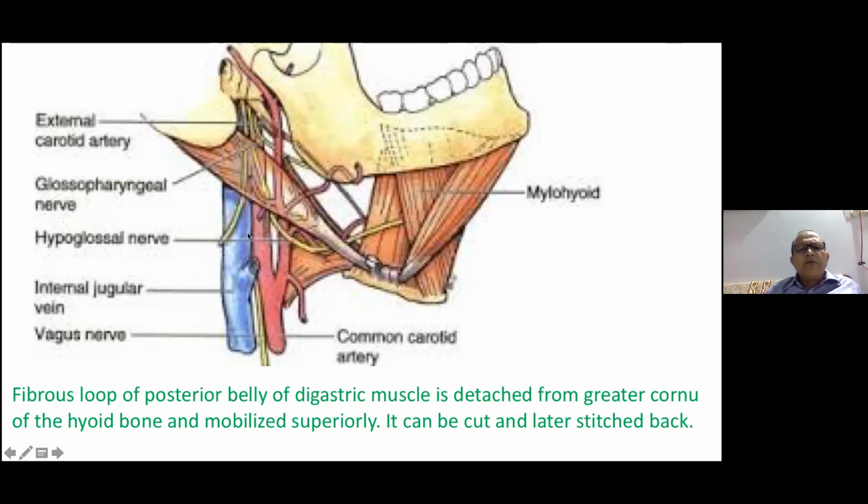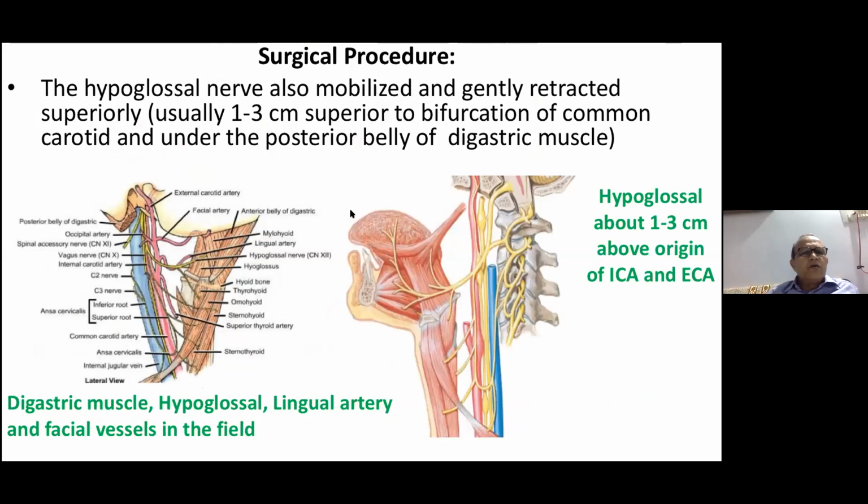At times you may find a lingual artery in the field, which may be coagulated, cut or tied and cut, or can be mobilized. So these are the digastric muscle, hypoglossal nerve, lingual artery, and the facial vessels usually do not come. These are at the higher level. But if there is a crowd or abnormal course, if you come across, you can also mobilize them superiorly.